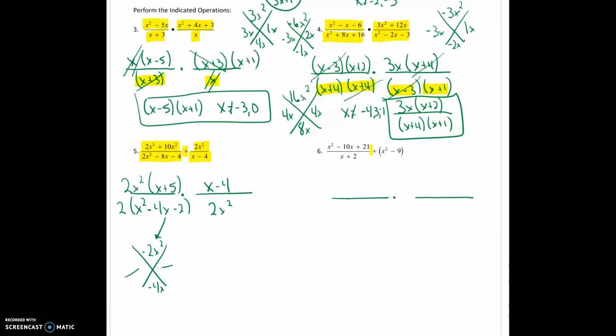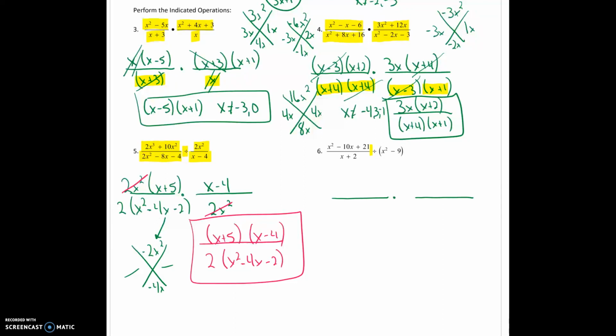So what are things I can take out? There's actually not much. I can take out this 2x squared for this 2x squared, and then that's it. My final answer is x plus 5 on top, x minus 4 on the bottom, and then the 2 with this, and there we go. And the next one, I'm going to copy, dot, flop.